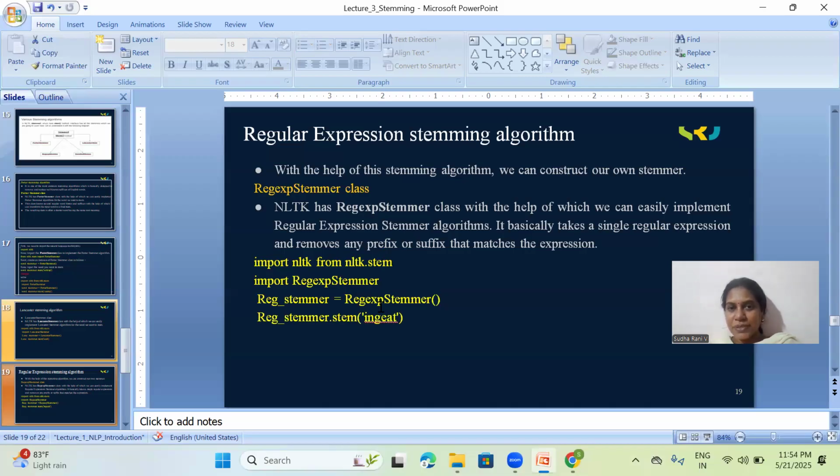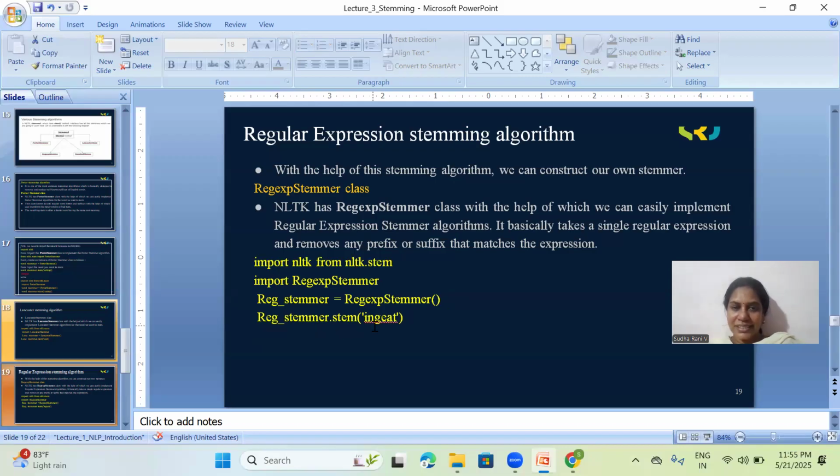NLTK has a regular expression stemmer class, with the help of which we can easily implement the regular expression stemmer algorithm. It basically takes a single regular expression and removes any prefix and suffix that can match the expression. Again, for the regular expression stemmer, we have to import the NLTK toolkit, and after importing it, create one instance. Here, reg_stemmer is the instance equal to regular expression stemmer.